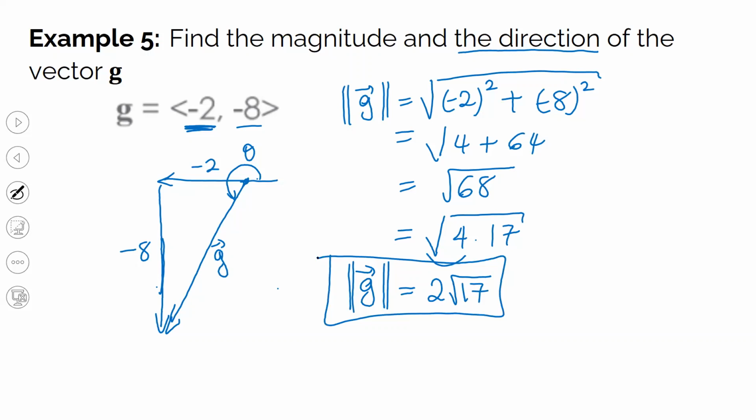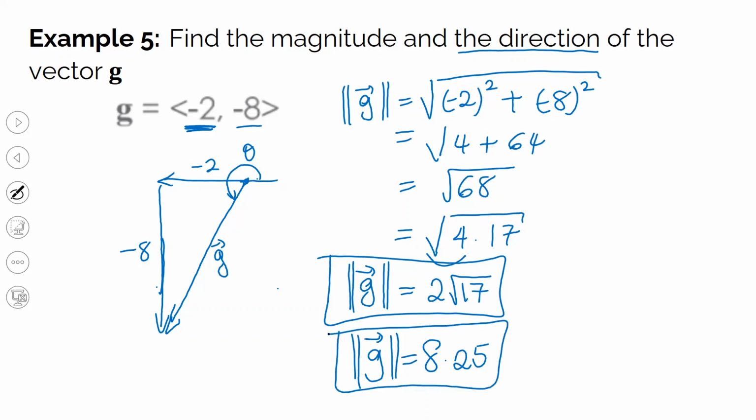Or you can just write it the way we have always been writing it before, as a decimal. I think it comes down to 8.25, I believe. But sometimes they just want you to use the radical format. So please, it's just simplifying the radical. There's nothing else.